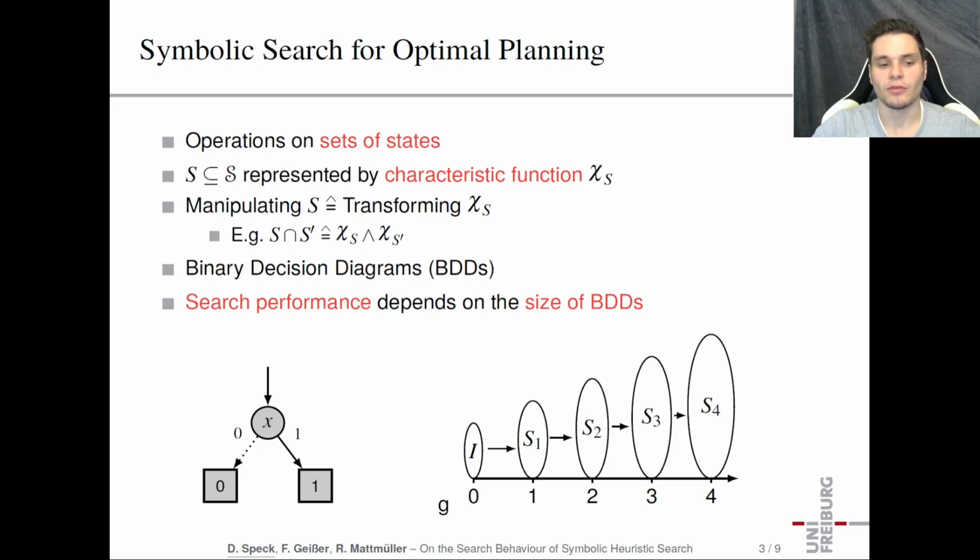And usually, as I said before, we use decision diagrams here, binary decision diagrams, to represent these formulas. On the bottom left you see the BDD representing the characteristic function X, so basically all the states where X is true. And on the right hand side you can see how this symbolic search performs. We start with our initial state, and then we generate all the successor states reachable with cost 1 and so on, and we get a lot of sets of states. What's crucial here is that the search performance highly depends on the size of these BDDs. So how large are those decision diagrams?